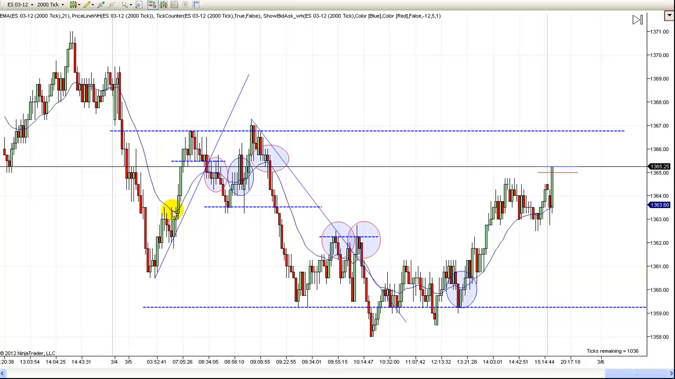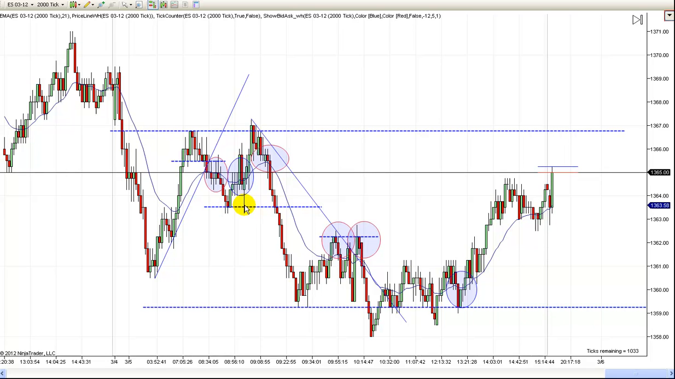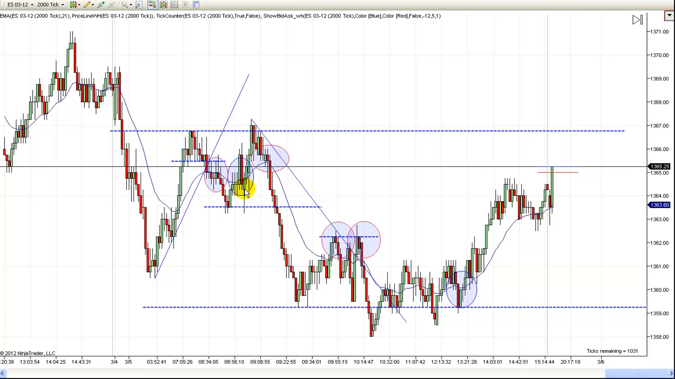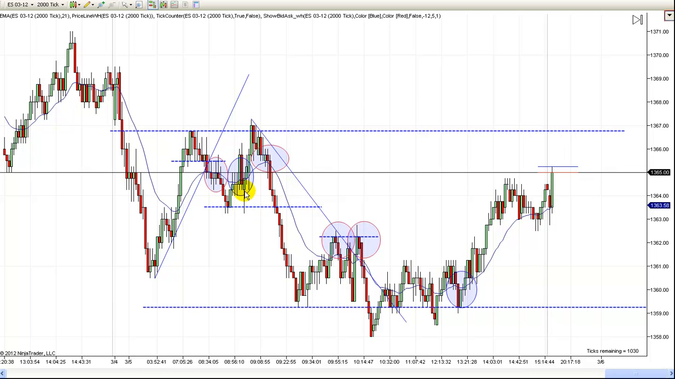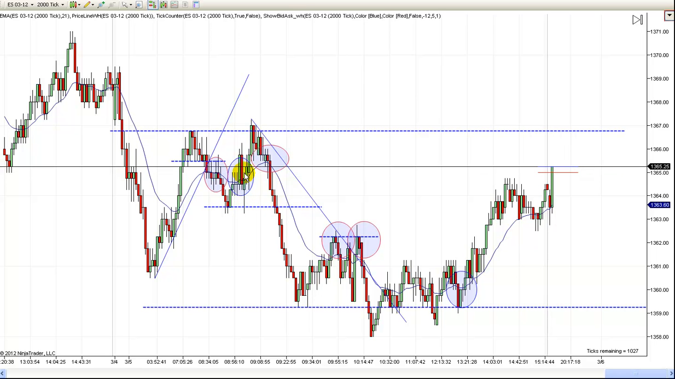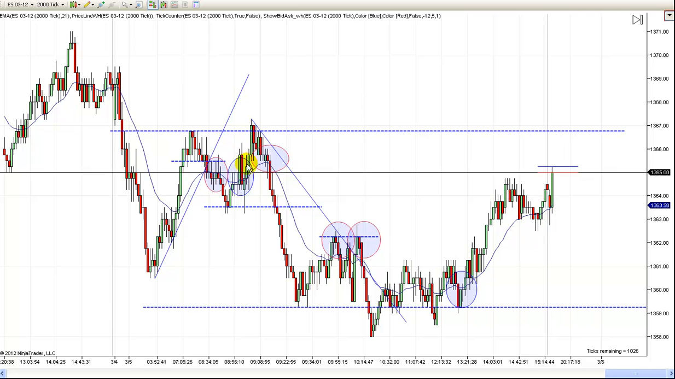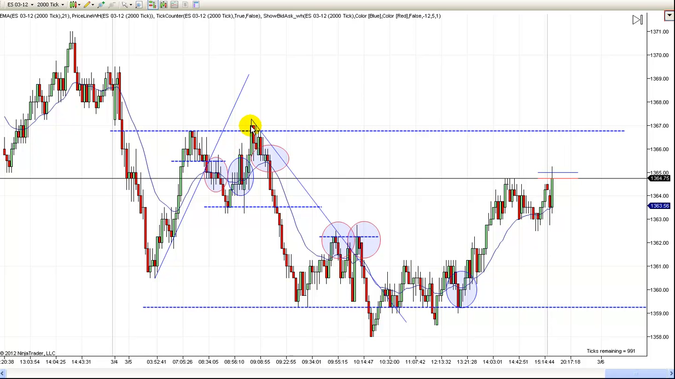But this is really a pullback to test this breakout area right here. And you can see once we tested it twice, and then again, look how this bar came down here, but it closed almost on its very high. That's a good sign that we're probably going to go back and test this high. And look at that move up. So that was another good scalp. But we couldn't get any higher.